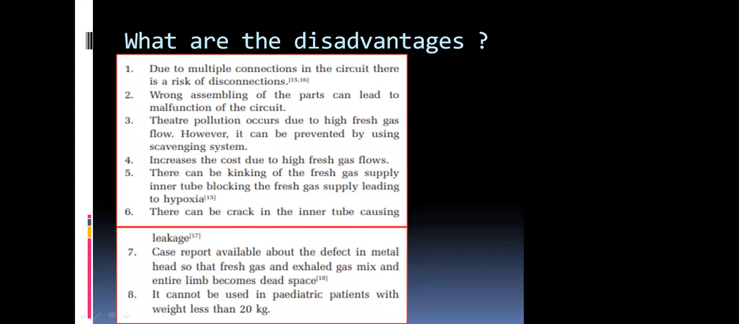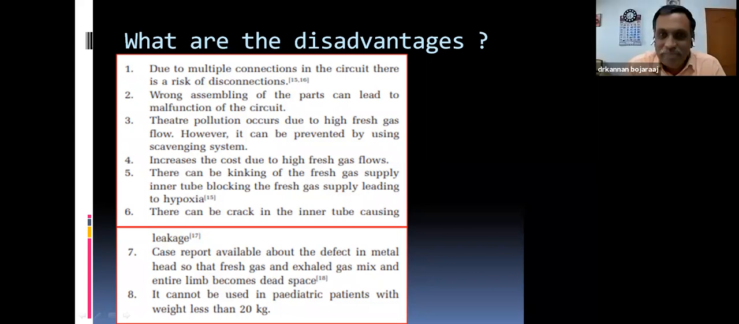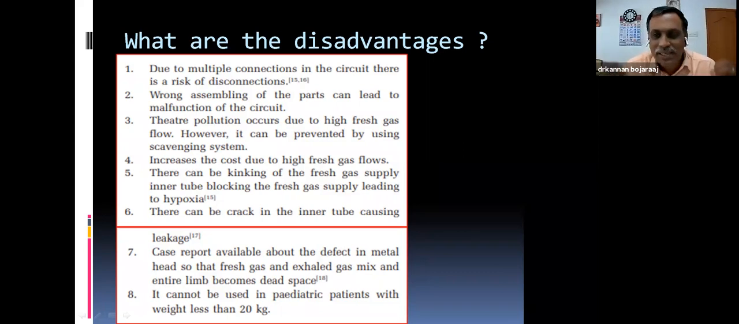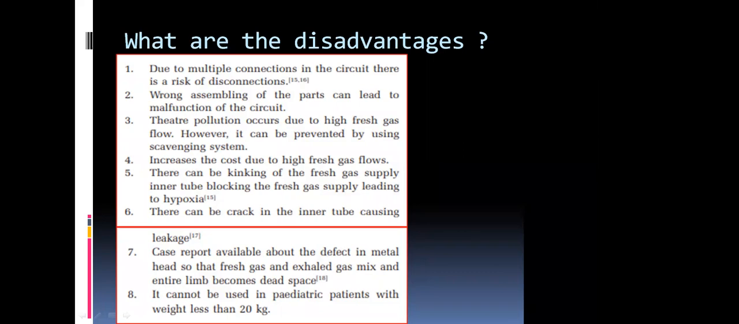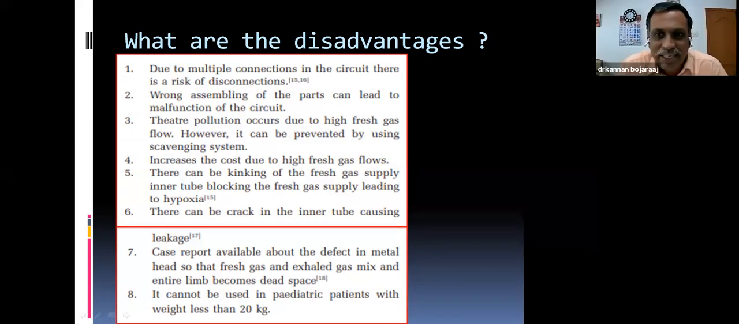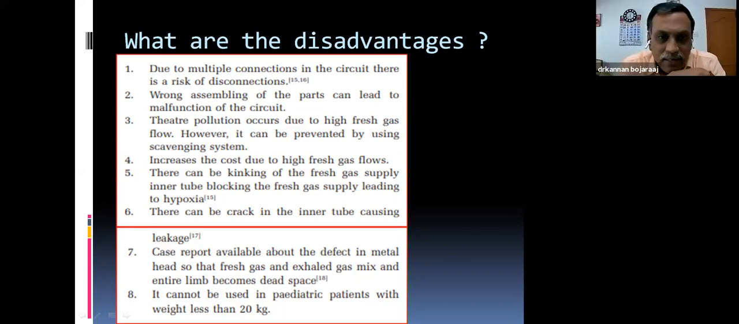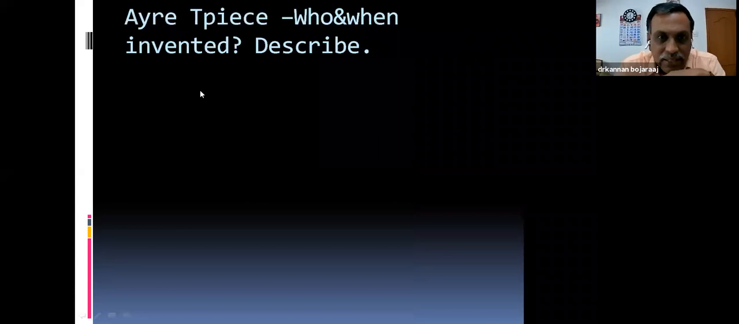And because of the very large dead space in pediatrics, dead space is to be avoided. That is why we have specially designed the Mapleson E and F systems for pediatric patients, where the dead space is very, very low. Okay. And then, let us go to the next area.